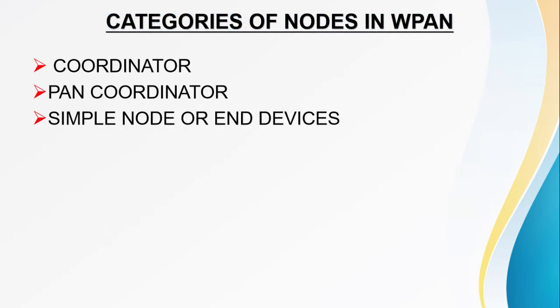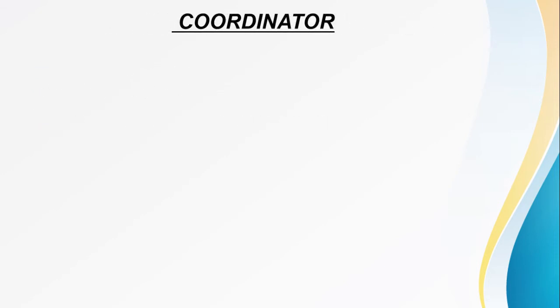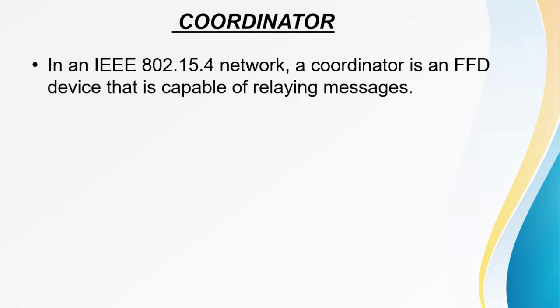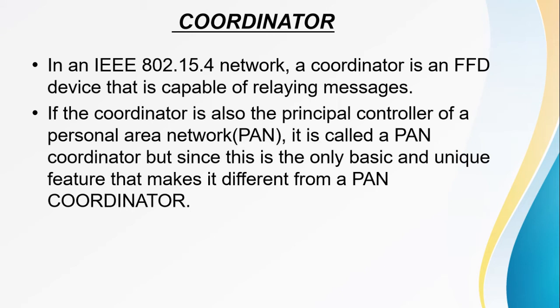Now, categories of nodes in a wireless personal area network. Coordinator. In an IEEE 802.15.4 network, a coordinator is an FFD device that is capable of relaying messages. If the coordinator is also the principal controller of a personal area network, it is called a PAN coordinator. But this is the only basic and unique feature that makes it different from a PAN coordinator.